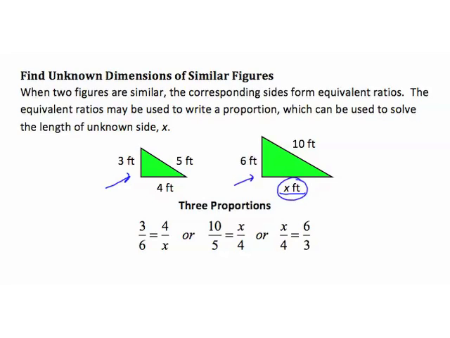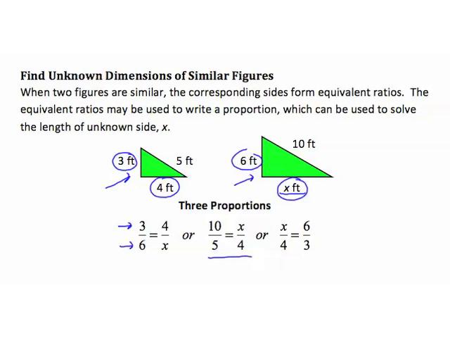And we could use any of the following proportions. So I could say here, looking at the small triangle, 3 feet is to 6 feet. That's what made my first ratio here. And I would say that's the same on the small triangle, 4 feet is to x feet, my unknown. Now I could do the same thing.